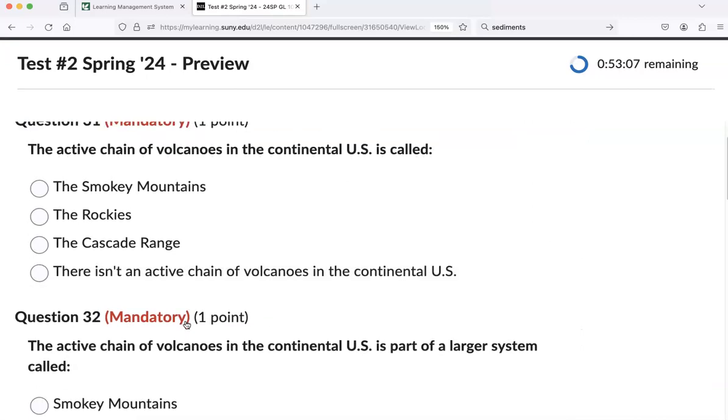All right, active chain of volcanoes in the continental U.S. of A. Smokies is a good wrong answer, isn't it? You'd think volcanoes would smoke. Smokies are actually on the East Coast, though. It is the Cascade Range.